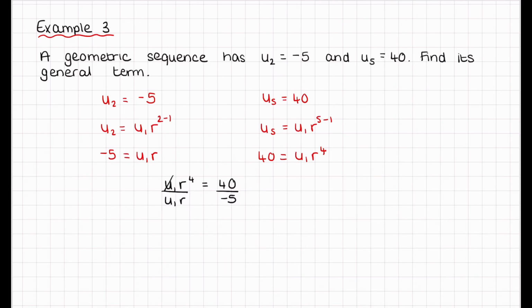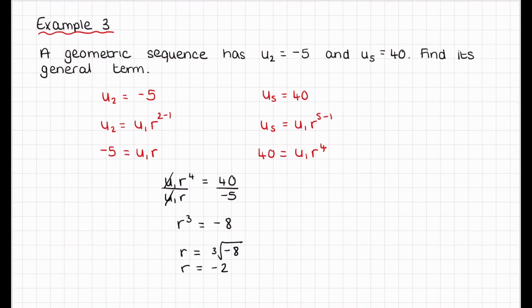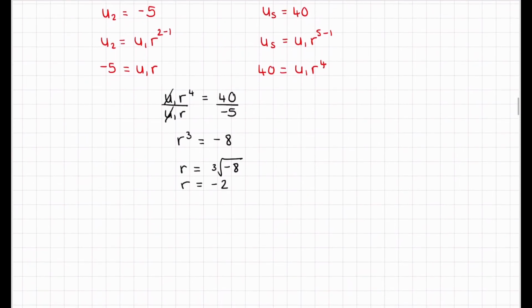Now the u1s will cancel, and we'll end up with r to the 4 over r, which is r cubed, equals 40 divided by negative 5, which is negative 8. And solve that, so r equals the cube root of negative 8, which equals negative 2. So in this situation, r is negative 2. And then from there, we can sub in and find what u1 is.